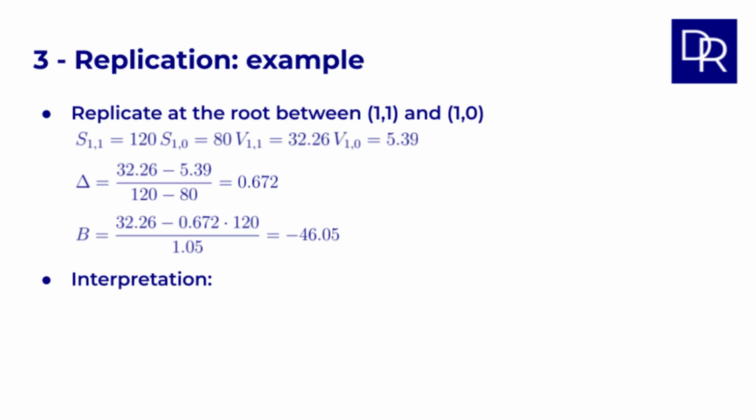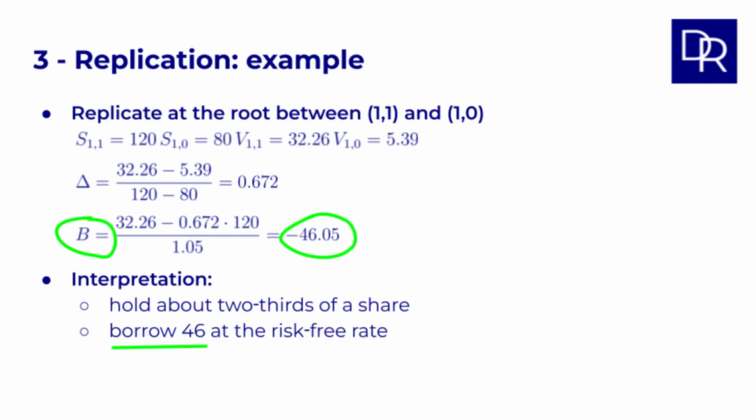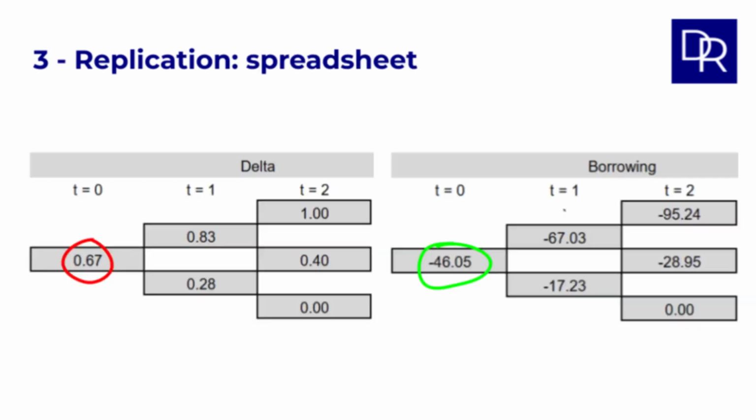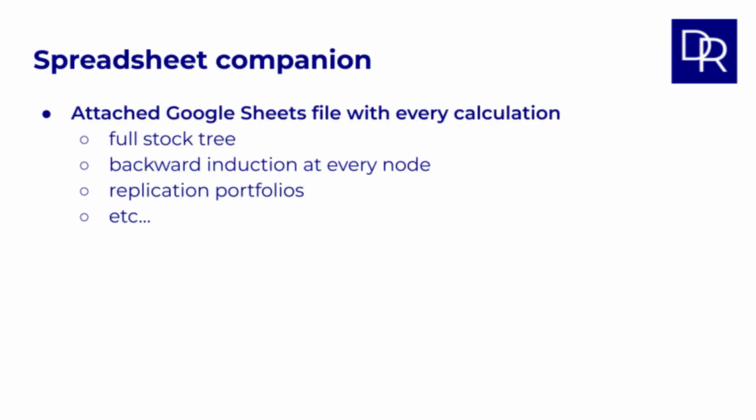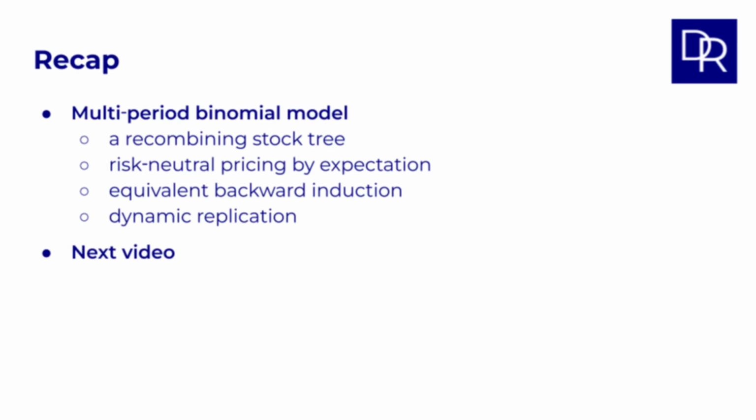We can interpret these values as follows. To replicate the call option, we need to hold about 2/3 of a share and borrow 46 at the risk-free rate. The spreadsheet lists delta and B at other nodes. I've attached a Google Sheets file with every calculation, the full stock tree, backward induction at every node, binomial probabilities, replication portfolios, and more. The link is in the description so you can explore all the details yourself, verify each step, and adapt parameters. So that's the multi-period binomial model.